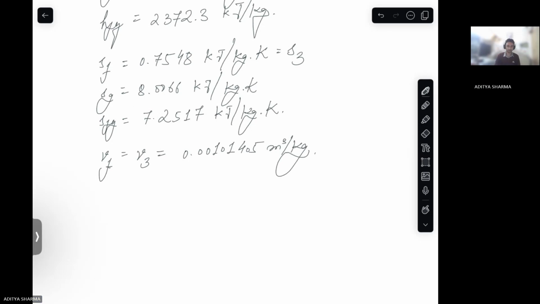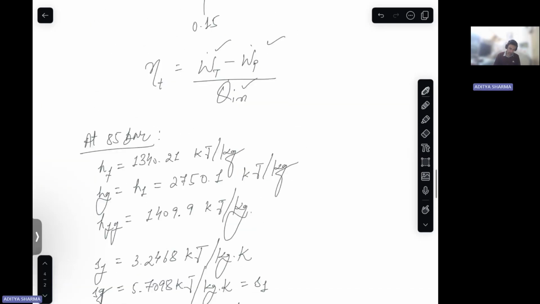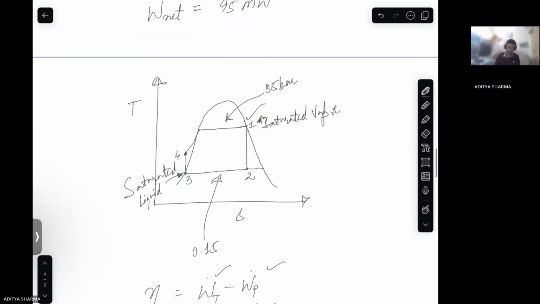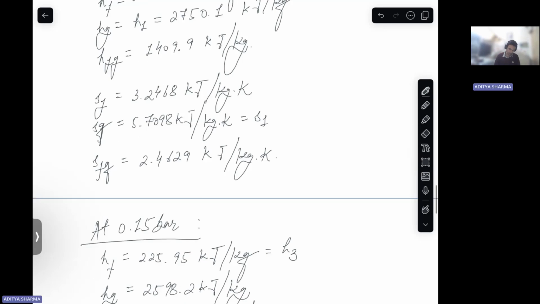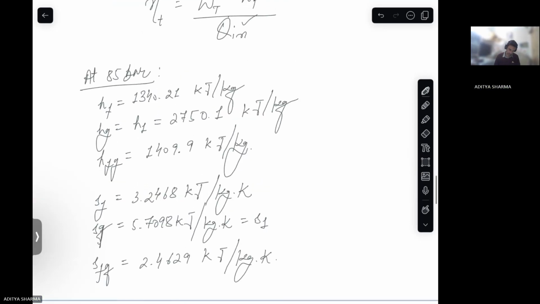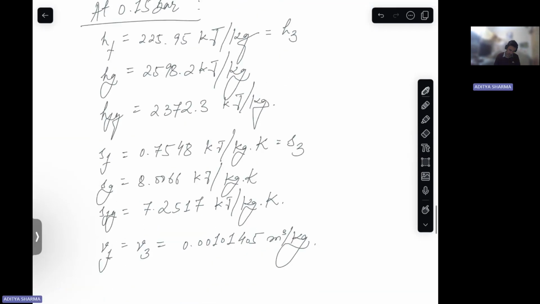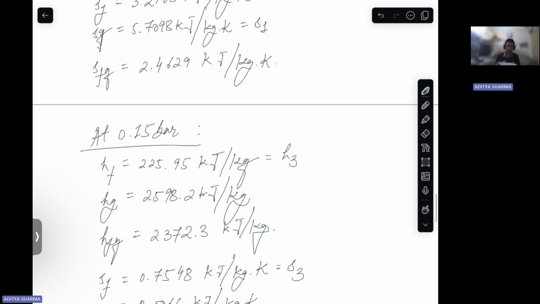Now, if you see your requirement for question number 6, you want work for the turbine, for the pump, and then heat input. For heat input, you will require H1 and H4, right? From here you can see we have H1, we have H3, we don't have H4, and also we don't have H2. So we need to find these values. How can we find that? Let's see that.